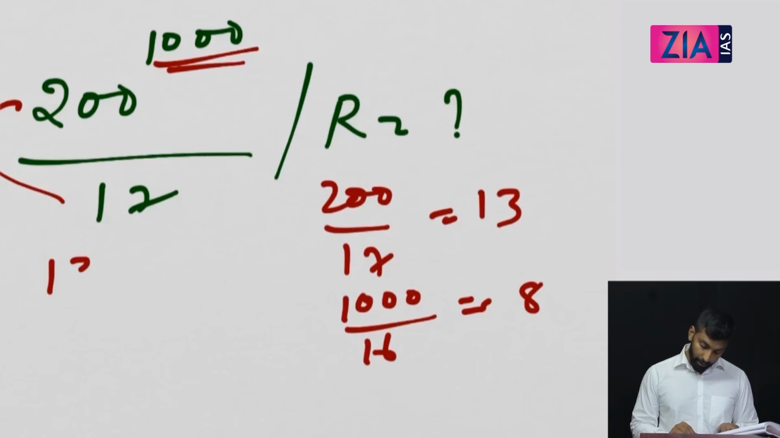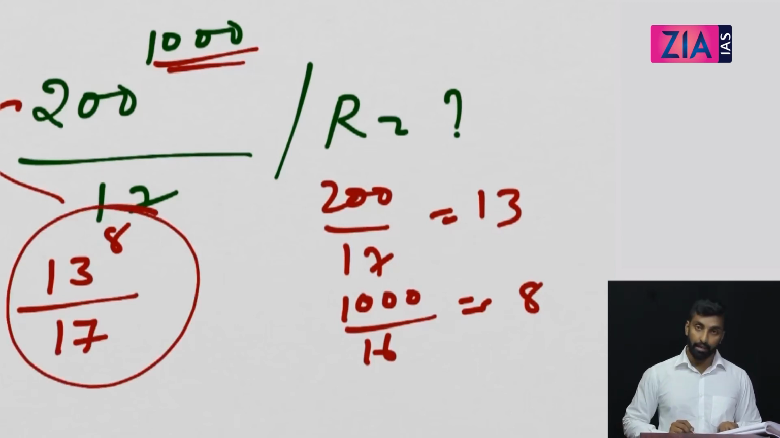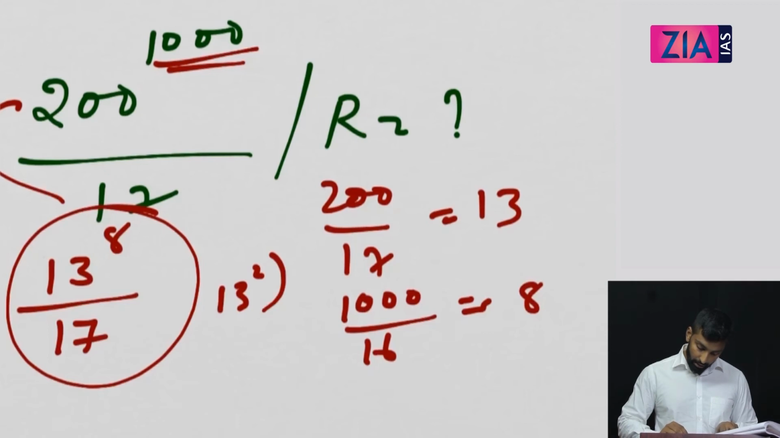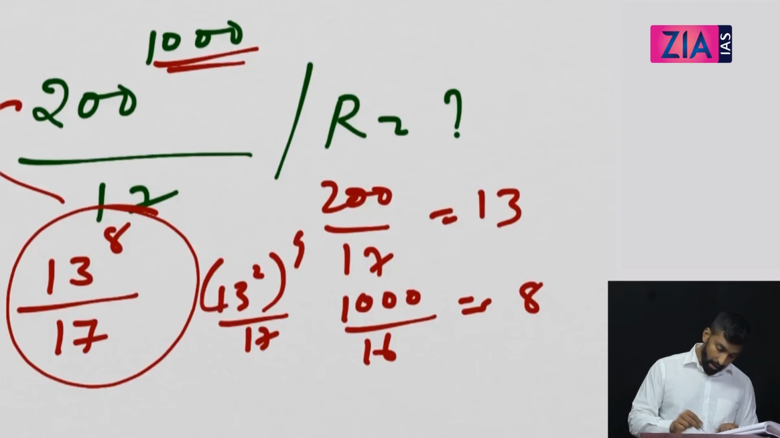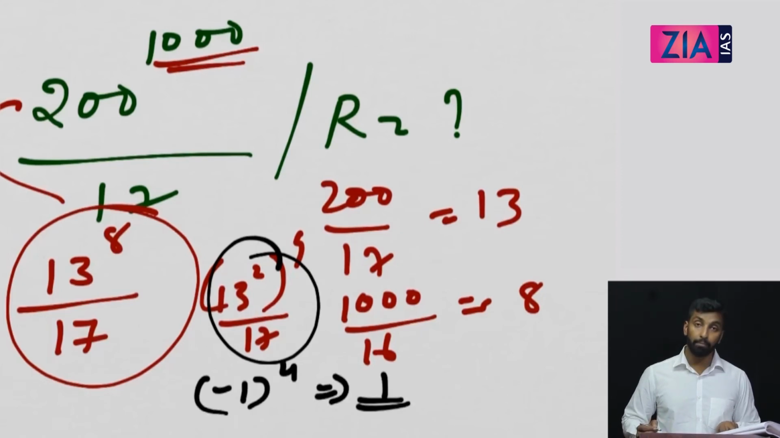Now your answer is supposed to be 13 raised to 8 as per what we have learned, right? But this is greater than 17, so you need to divide it again with 17. Now I don't have any direct method for this. What is the method? I can apply the basic remainder theorem. So I factorized it like this, 13 square raised to 4 by 17. Now I know 13 square by 17 gives me minus 1 as a remainder. 4 times, so my answer is 1.